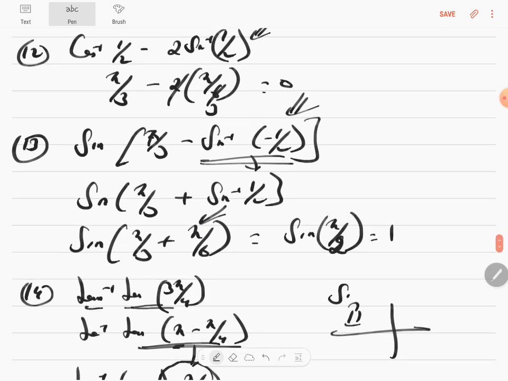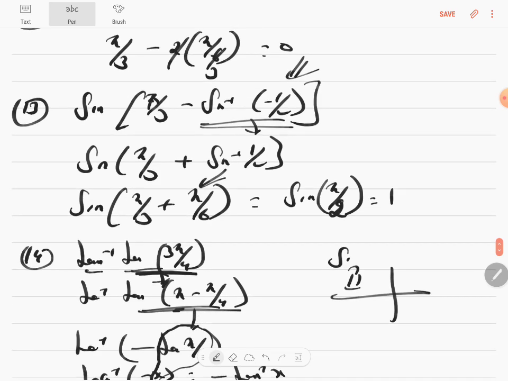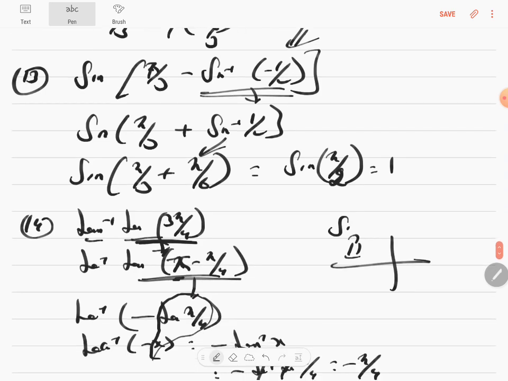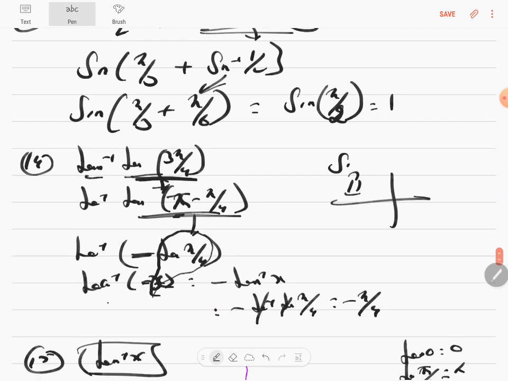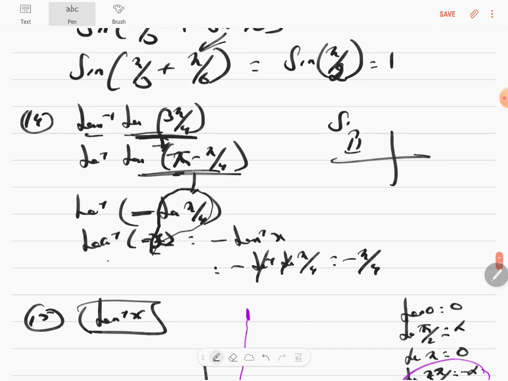Tan of tan inverse of root 3 by 4, solve the trigonometry part, which is pi minus pi by 4. An angle in the second quadrant has got to be minus. And tan inverse of minus x is minus tan inverse of x. So in the place of x, there's tan pi by 4. Substitute that, you get minus pi by 4.